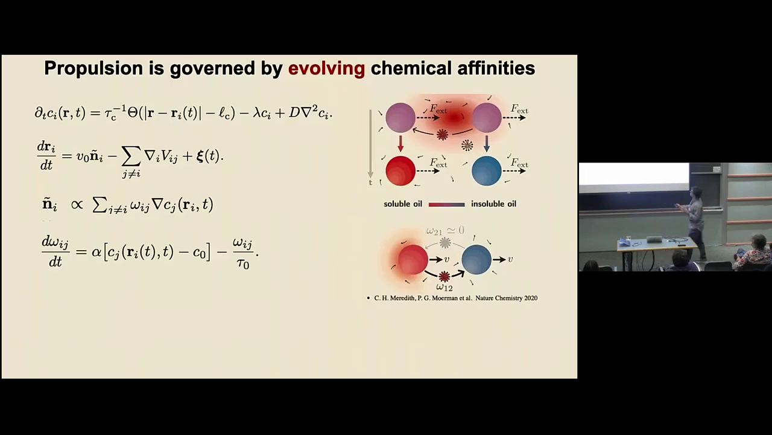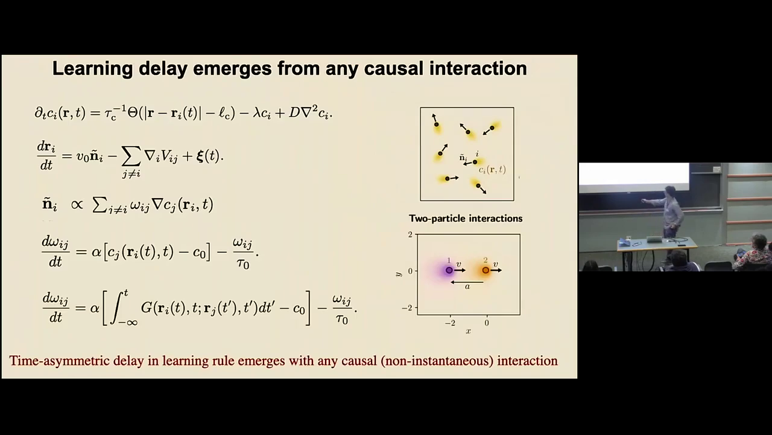If you take a simplified assumption, and you assume that instead of having a finite radius, it is just a delta function in the emission of the C field, then you can actually eliminate this implicit dependence on C for the omega, and you can write down an evolution for the omega in terms of a retarded Green function.